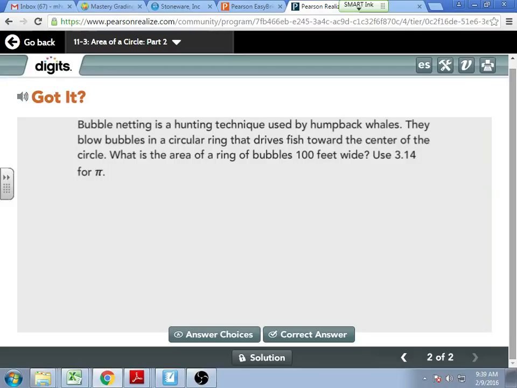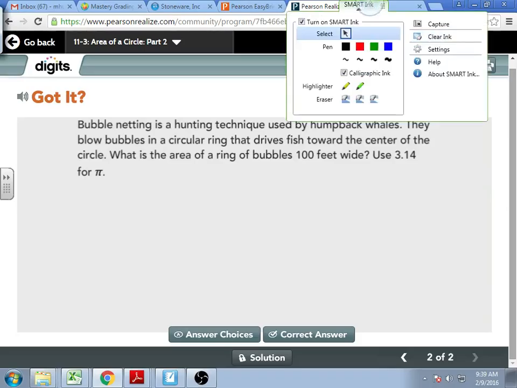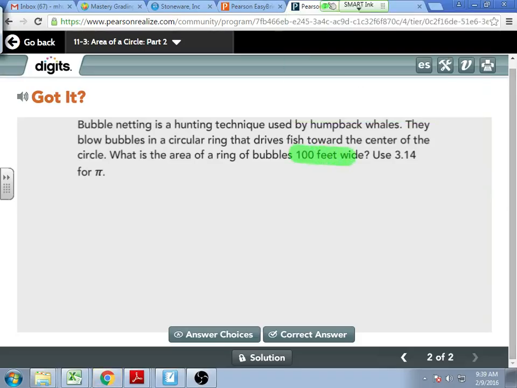So what's the area of the ring of bubbles? If you know that the ring is 100 feet wide. Try it on your own.